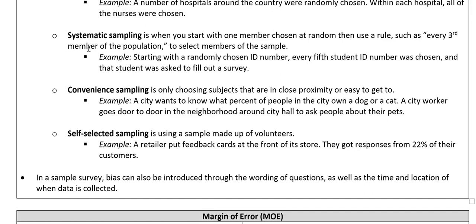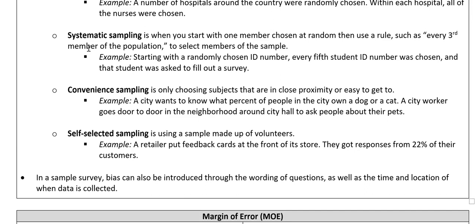The same is true of self-selected sampling. Okay, this is when you use a sample made up of volunteers. So for example, a retailer puts feedback cards at the front of its store. They get responses from 22% of their customers, but think about who's going to fill out those surveys. It's either people that are unhappy or they want their opinions to be known. Not everybody in the whole population is going to fill out those feedback cards.